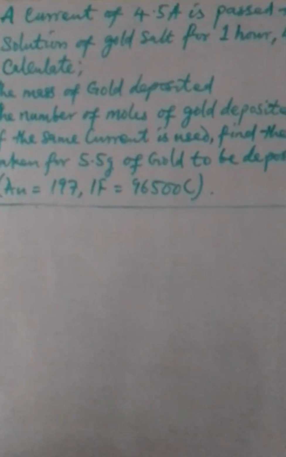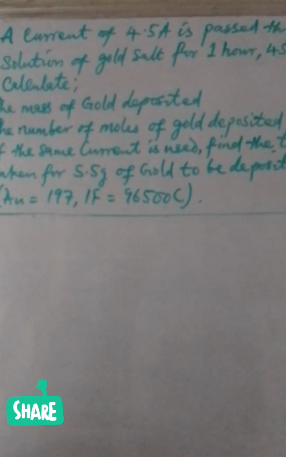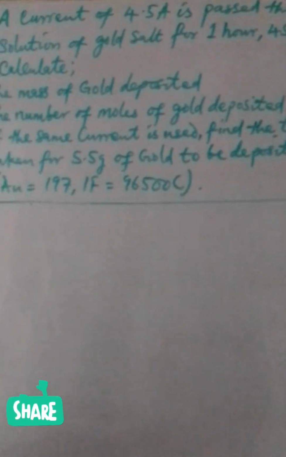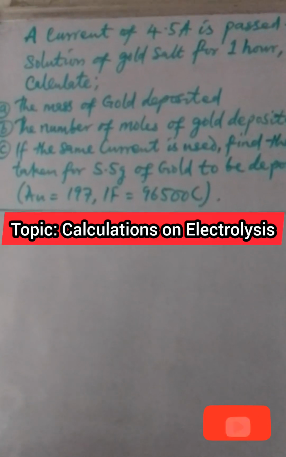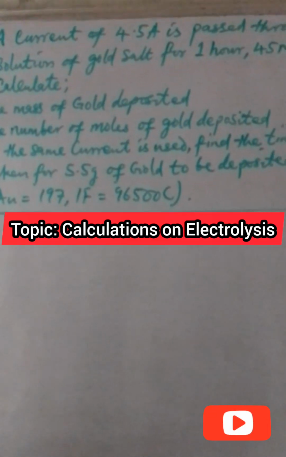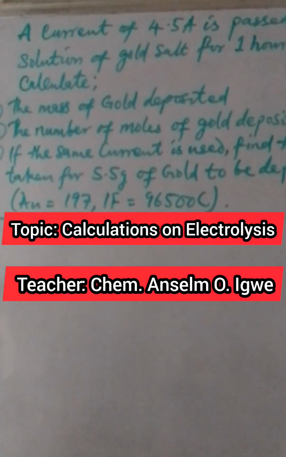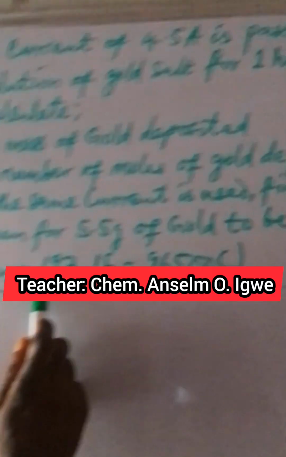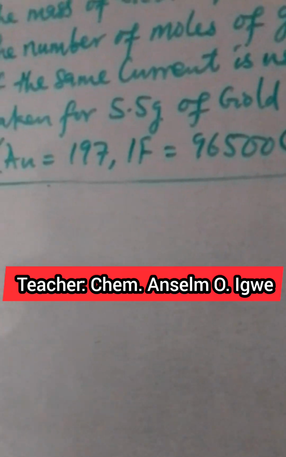Let's see this question on electrolysis. A current of 4.5 amperes is passed through a solution of gold salt for 1 hour 45 minutes. Calculate A, the mass of gold deposited, B, the number of moles of gold deposited, C, if the same current is used, find the time taken for 5.5 grams of gold to be deposited. The relative atomic mass of gold is 197. 1 farad is 96,500 coulombs.